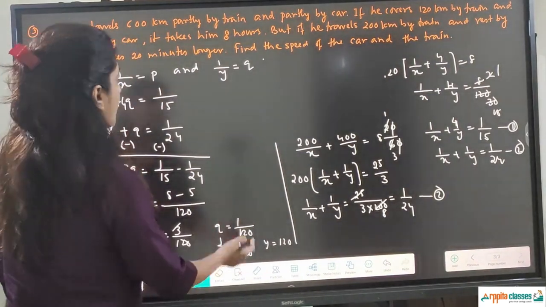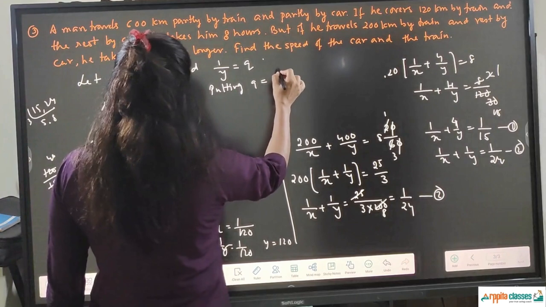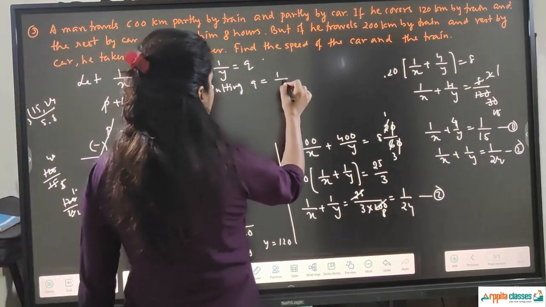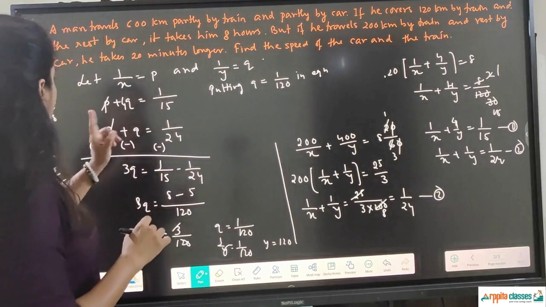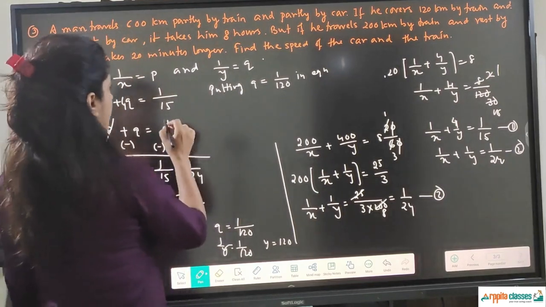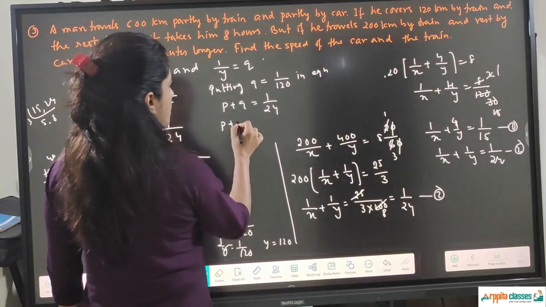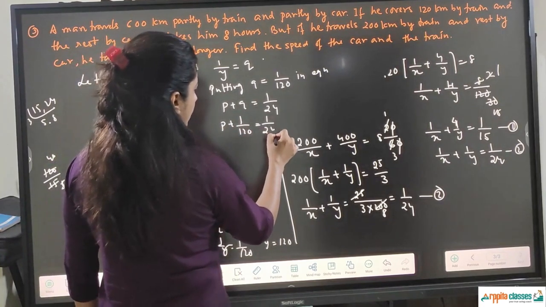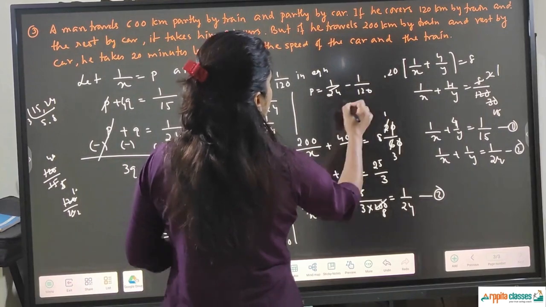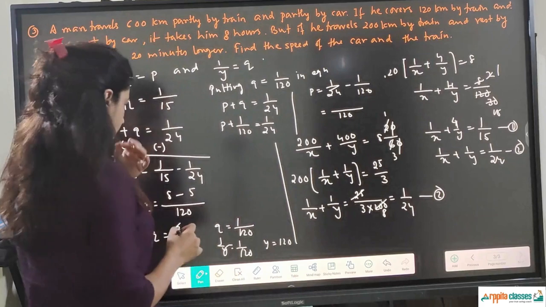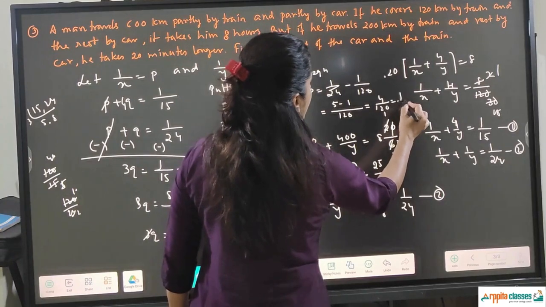Now we'll just put the value of q. So here I am putting q is equal to 1 upon 120 in equation. Where should I put it? I'll put it in this equation, p plus q is equal to 1 upon 24. So p plus 1 upon 120 is 1 upon 24. Therefore, p is equal to 1 upon 24 minus 1 upon 120. 120 is the LCM. 5 minus 1, so 4 upon 120, that is 1 upon 30.